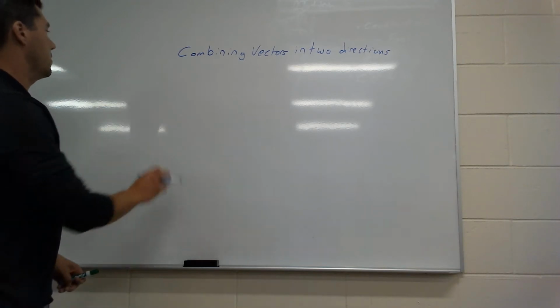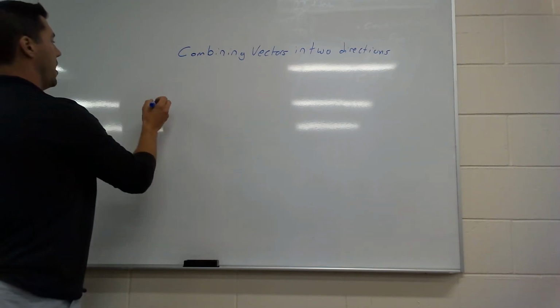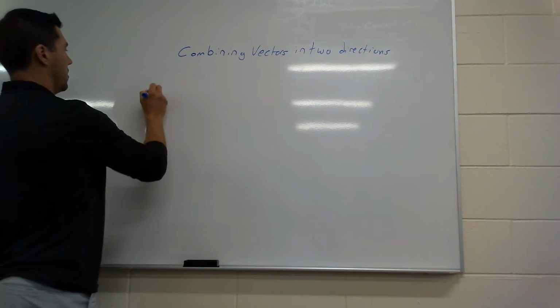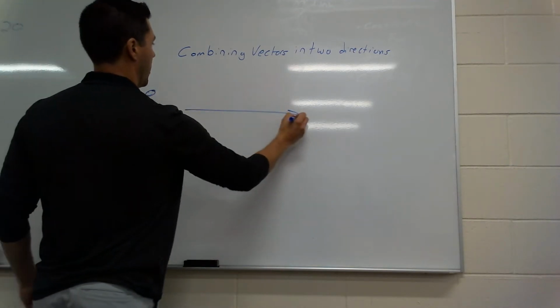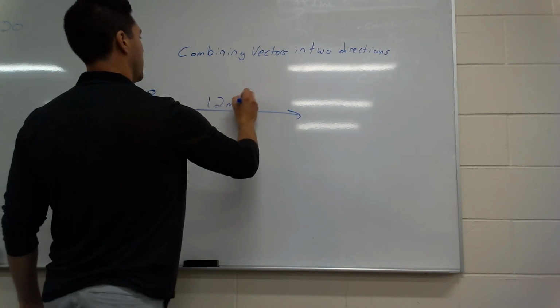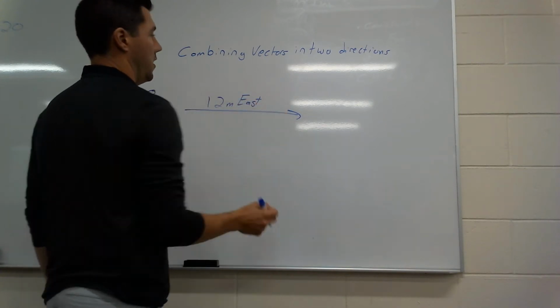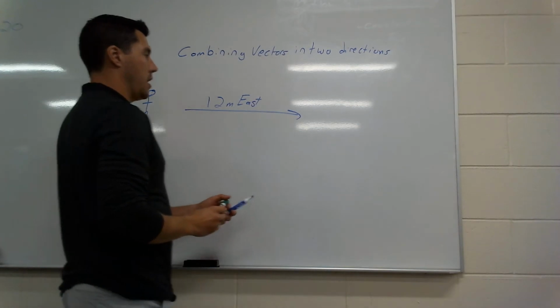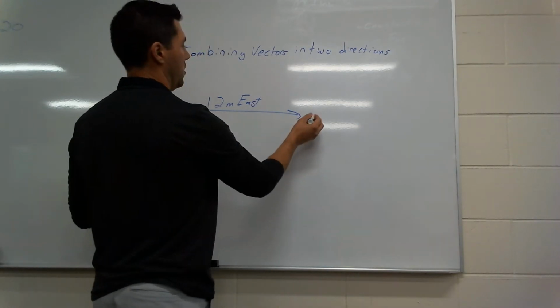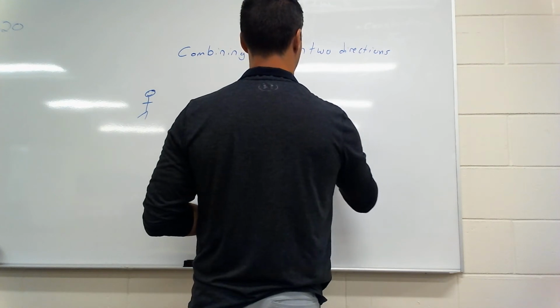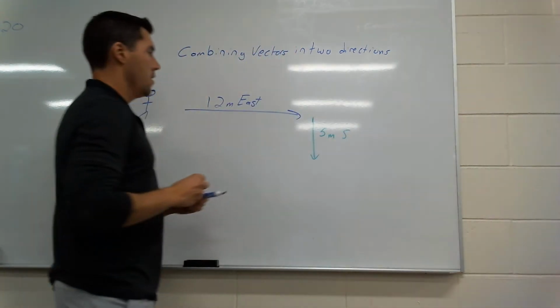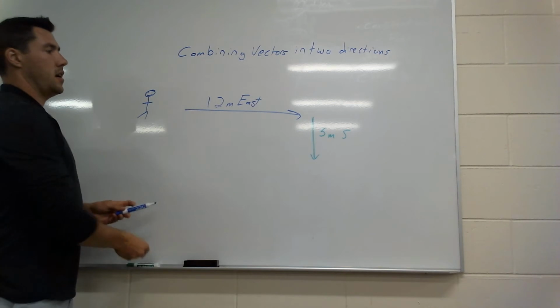Let's say that Mr. Westwood traveled, so let's go this way. There's me in a forest. I travel 12 meters east. And then I see something shiny on the ground and kind of beside me, so I travel, let's say, 5 meters south. Okay? So now these vectors are not exactly in the same direction.